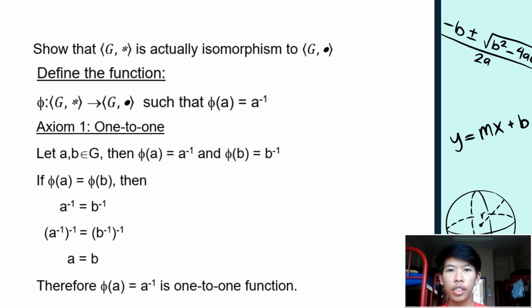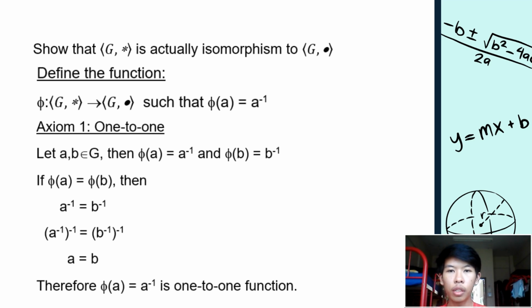Show that G star is actually isomorphic to G dot. First thing first, we have to define the function. Phi from G star to G dot such that phi A equals A inverse.